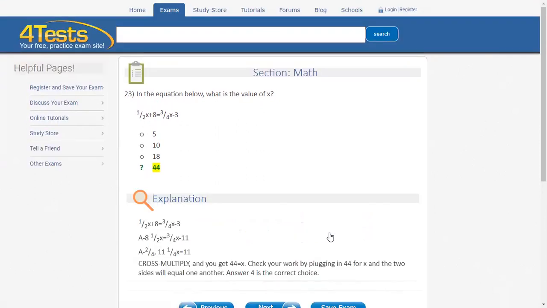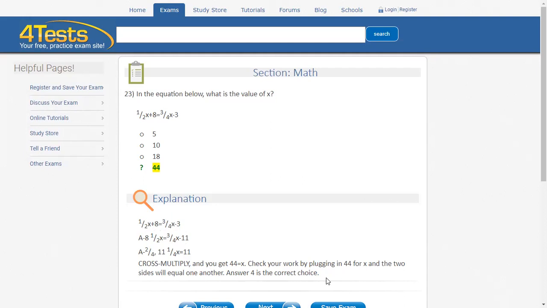So your answer is correct. In the equation below, you are cross multiplying. That's exactly what I mean: half of the x plus 8 and 3/4 of x is minus 3. The 8 is coming over here, the 3 is coming over here, x is going over there, and this way we are getting the answer. So your answer is absolutely right: cross multiply and get 44 equal to x.